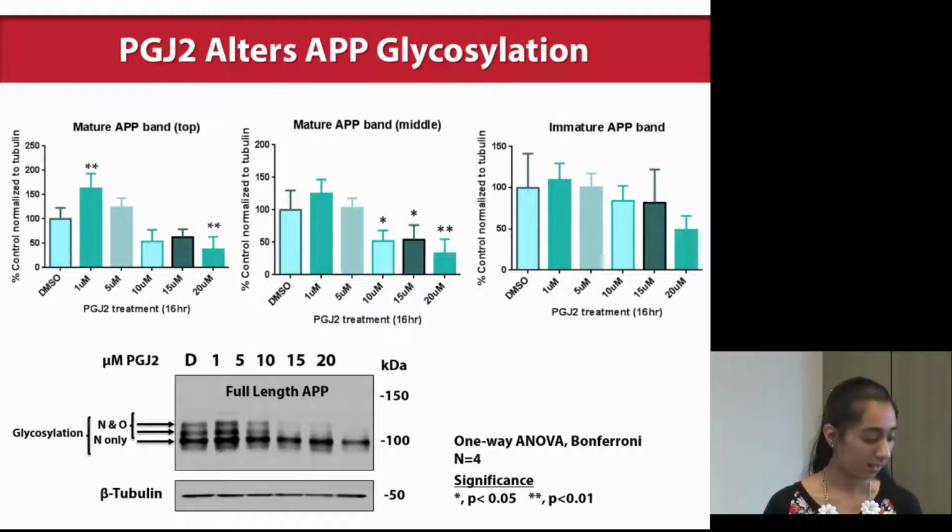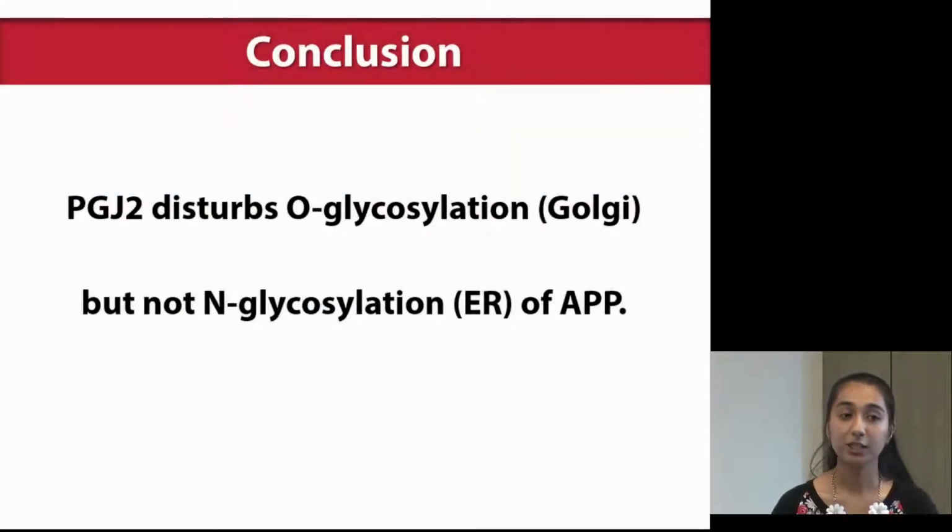So you can see that there's a decrease in APP that is O-glycosylated in a concentration-dependent manner, while APP that is N-glycosylated stays consistent, and there's no statistical significance in that graph specifically. So we were able to conclude that PGJ2 disturbs O-glycosylation, which occurs in the Golgi, as I showed you earlier in their image, but not N-glycosylation, which occurs specifically in the ER for APP.